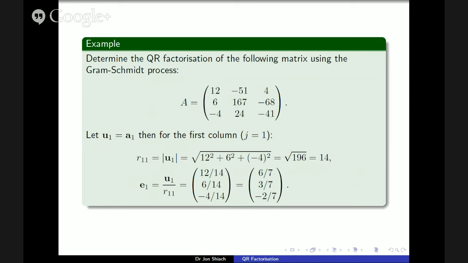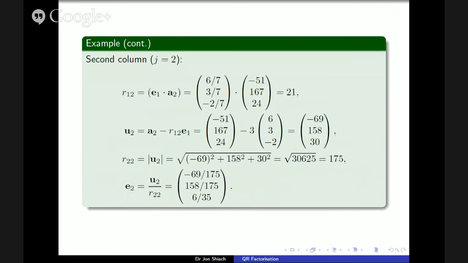Then we need to normalize our A1, which happens to be U1. So we normalize U1; we divide the first column by R11. So this is our unit vector. And of course, it doesn't have to be orthogonal to anything else. It's just a unit vector. So essentially, the first step is to calculate the unit vector of the first column.